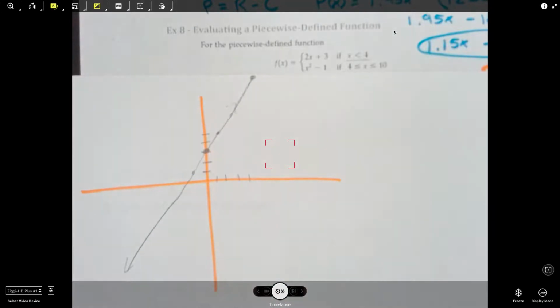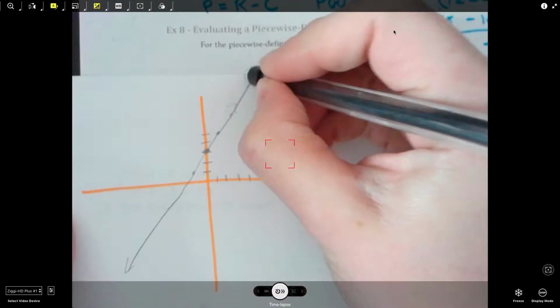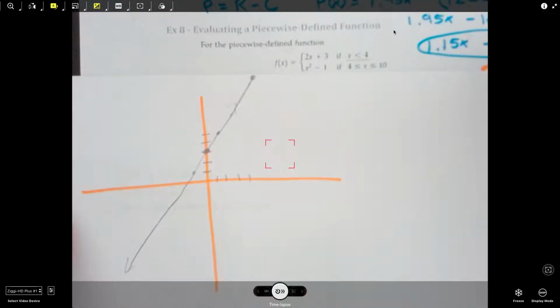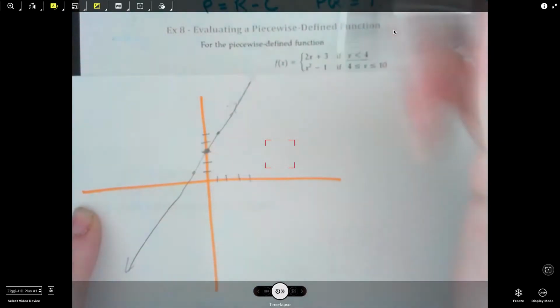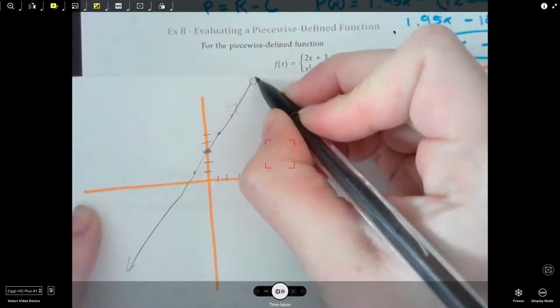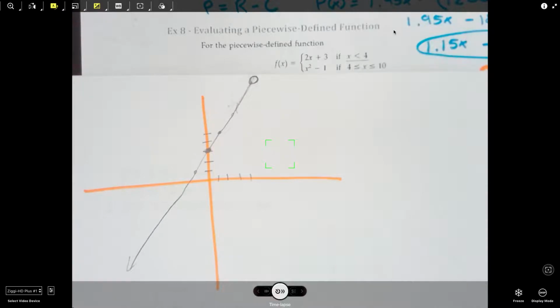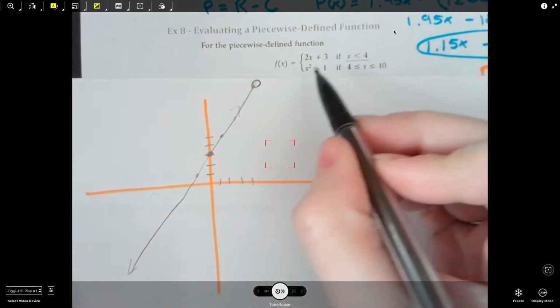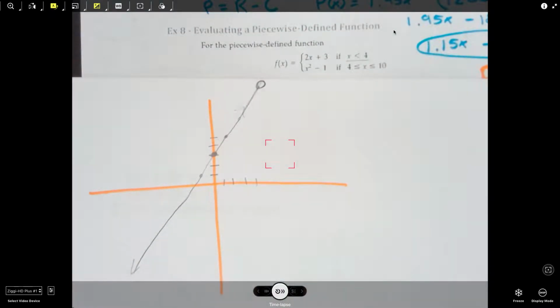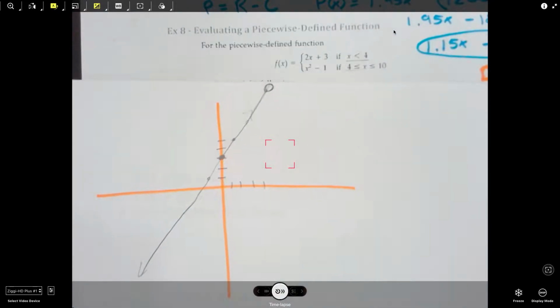Now, also, it's not less than or equal to 4, so what do I need to change about that? It's just less than, but it's not equal to, so this point should be an open dot, an open circle. Okay, and it will stop there. And then this function right here, x squared minus 1. I want that from 4 to 10. From 4 to 10. Okay.